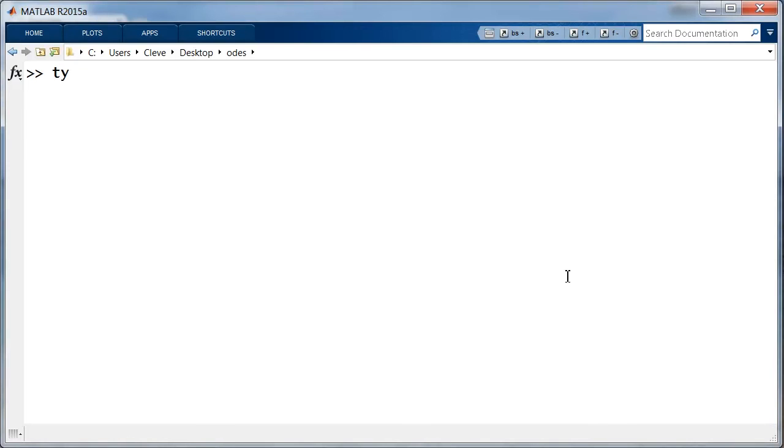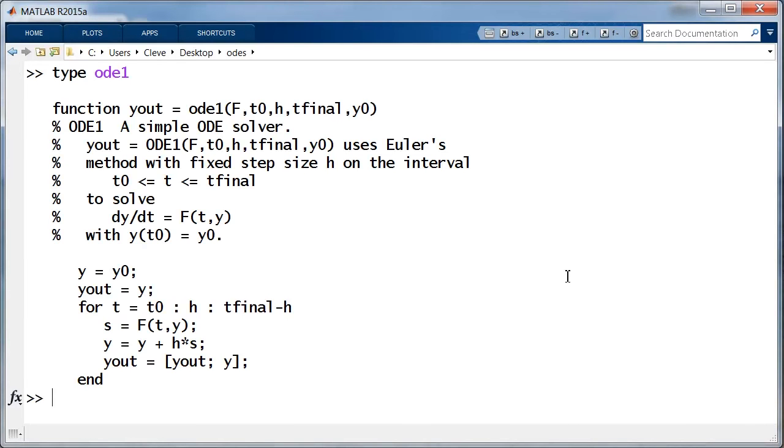We're now ready for our first MATLAB program, ODE1. It's called ODE1 because it's our first program and because it evaluates the function f that defines the differential equation once per step. There are five input arguments. The first is f, a function that defines the differential equation. This is something called an anonymous function. I'll talk more about that in a moment. The other four are scalar numerical values.